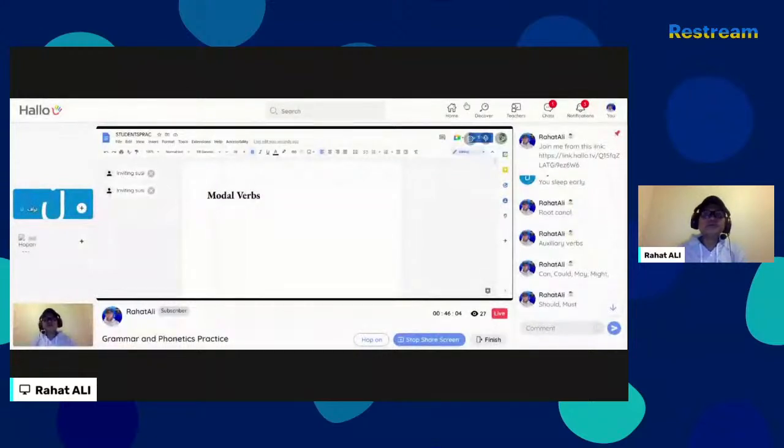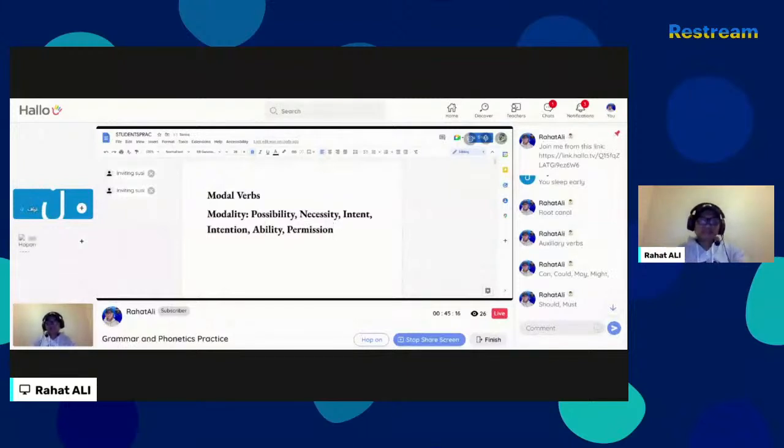Okay, so remember, modal verbs always deal with modality, means possibility, necessity, intent, or you can say intention, then ability, permission. Okay. Yes, teacher.